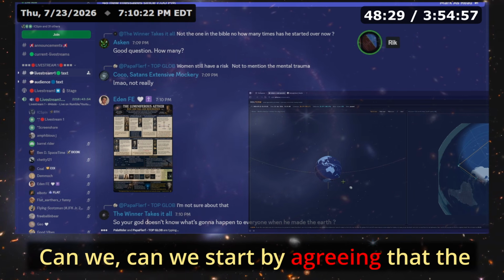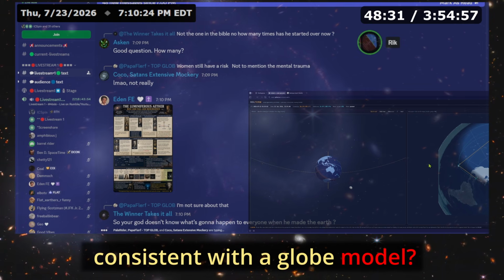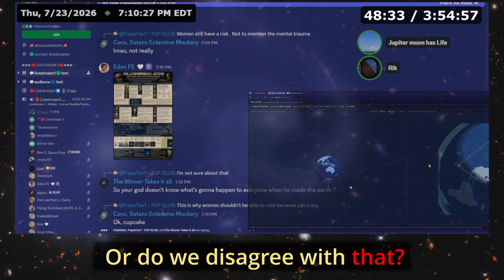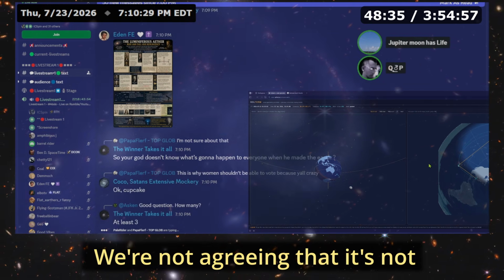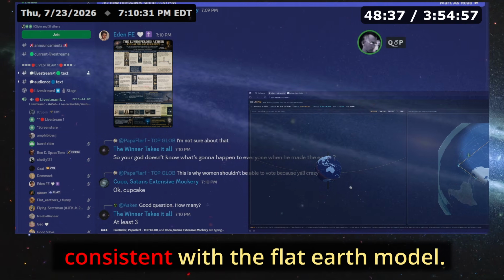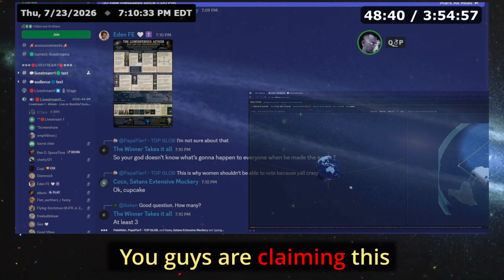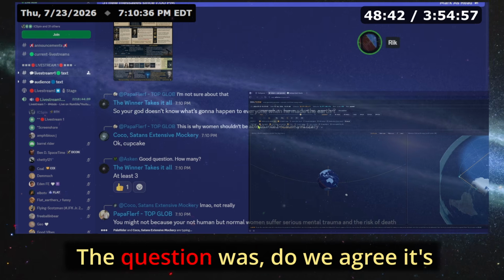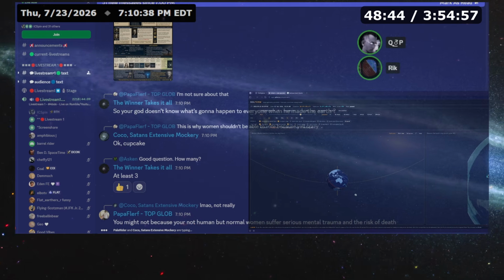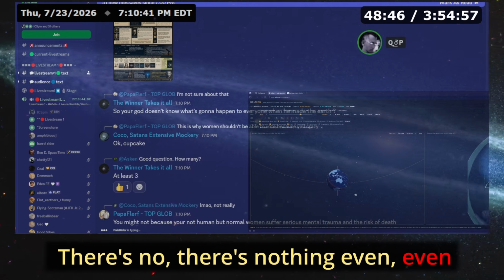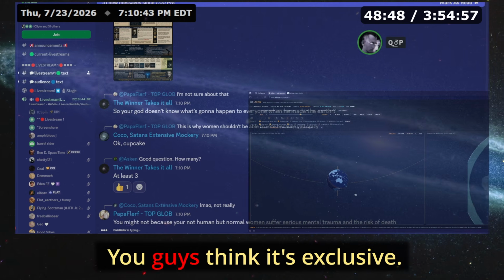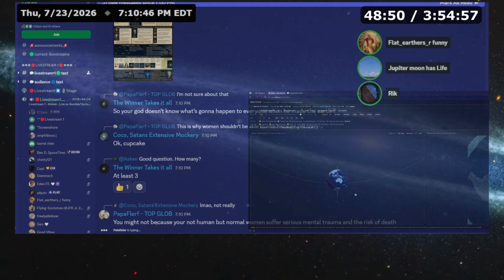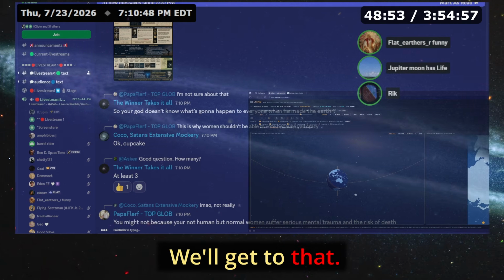Can we start by agreeing that the observation is consistent with the globe model? Do we agree with that, or do we disagree? Yeah, it's consistent, but we're not agreeing that it's not consistent with the flat Earth model. You guys are claiming this doesn't work on flat Earth. That wasn't the question. The question was, do we agree it's consistent with the globe model? Yes. There's nothing even strange about what you guys are talking about. It's crazy that you guys think it's exclusive. Yes, it is exclusive. We'll get into how it's exclusive.